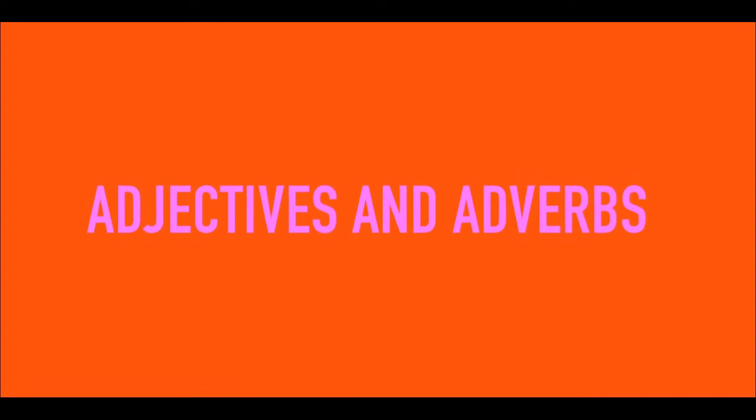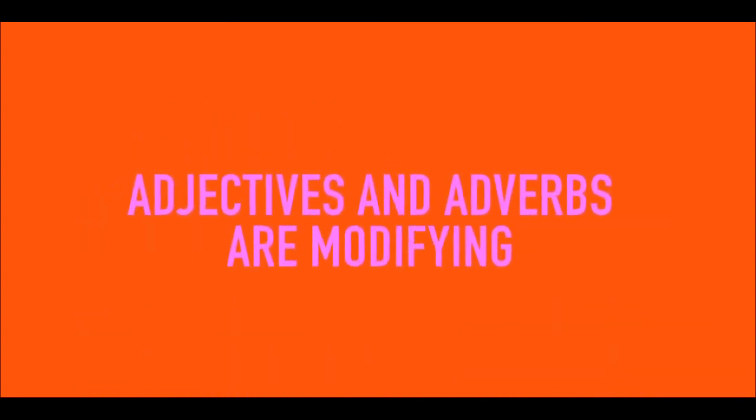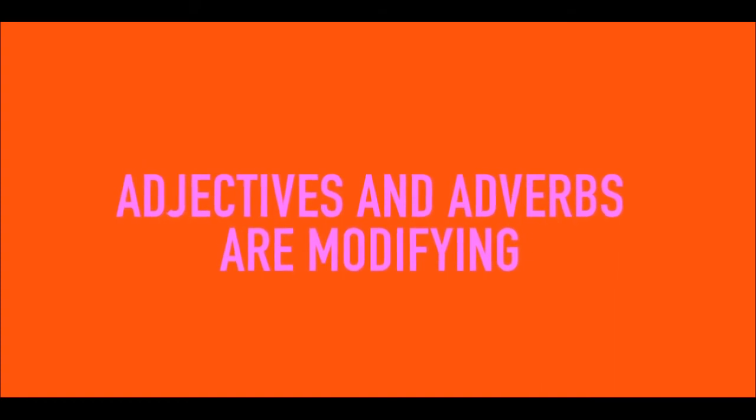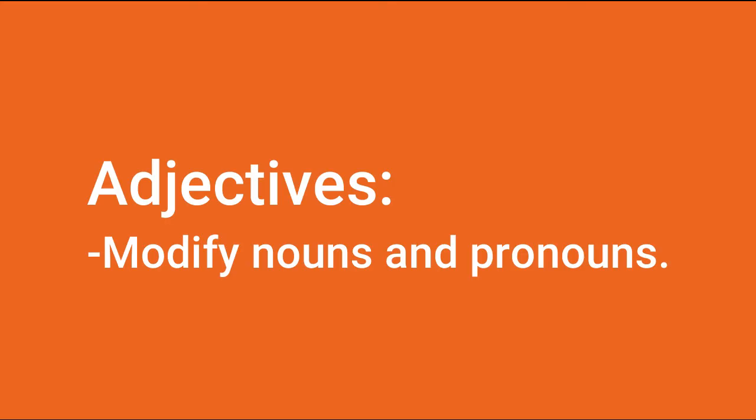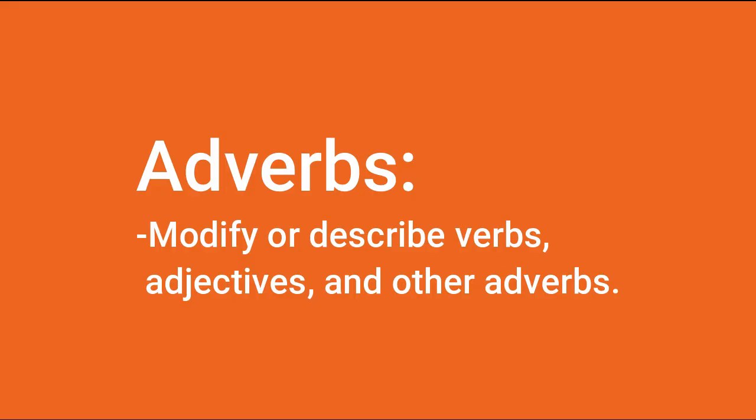Now let's talk about adjectives and adverbs. Adjectives and adverbs are modifiers. Adjectives modify nouns and pronouns. They are usually descriptive. For example, the yellow cat. Yellow is the adjective and it describes what kind of cat. Adverbs modify or describe verbs, adjectives, and other adverbs.